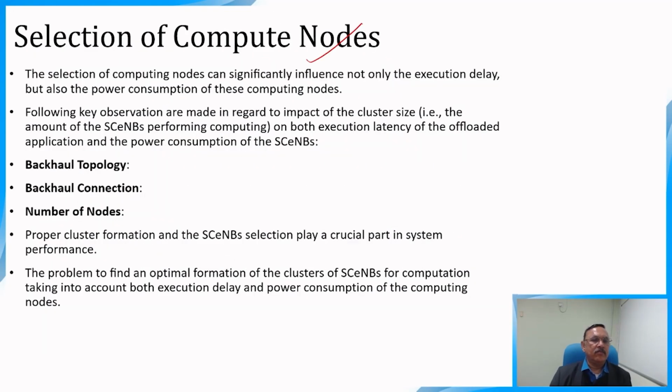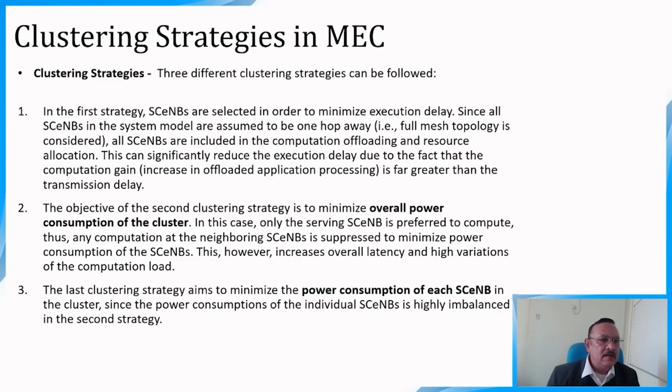Now, selection of the compute nodes. So, selection of computing nodes can significantly influence not only the execution delay, but also the power consumption of these nodes. Following are the key observations which impact the size of the clusters, or both the execution latency of the offloaded application and the power consumption: backhaul topology, backhaul connection and the number of nodes. Clustering strategies in MEC. There are three different clustering strategies that can be followed.